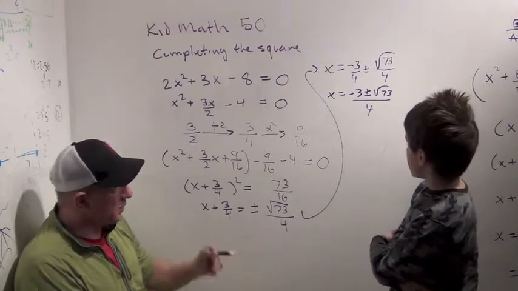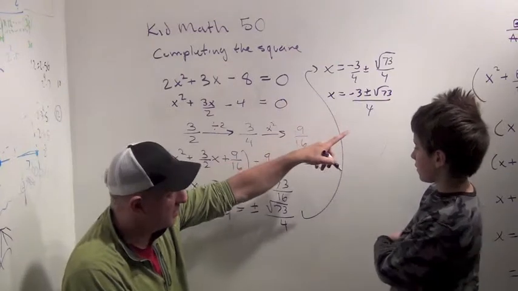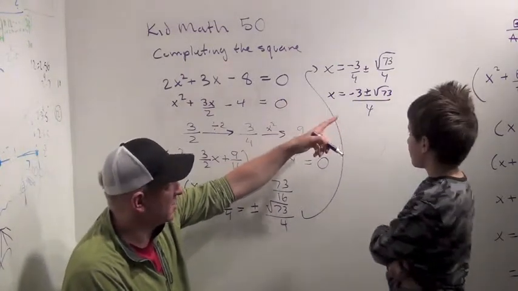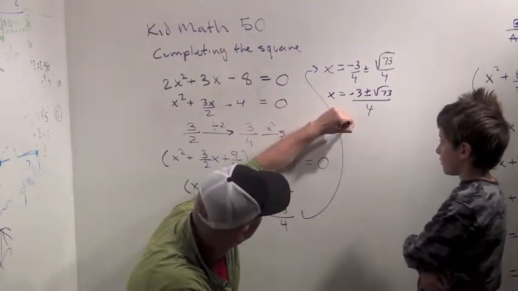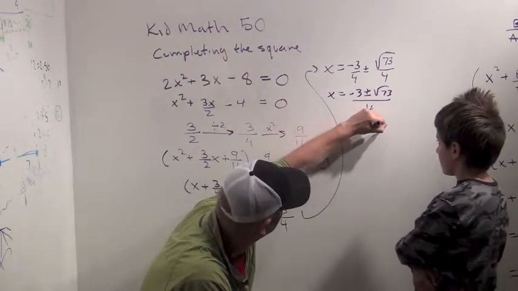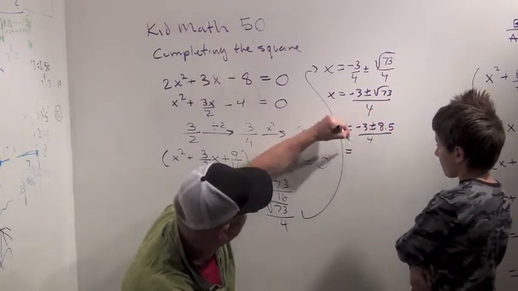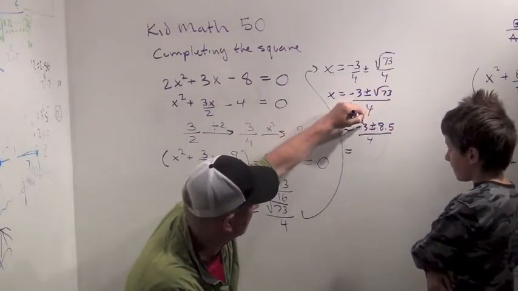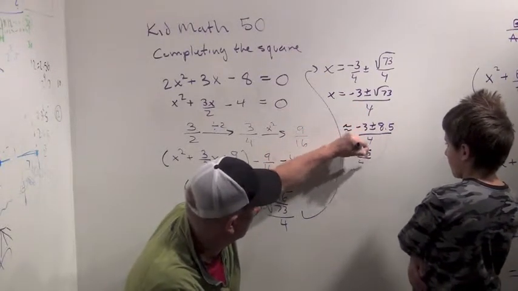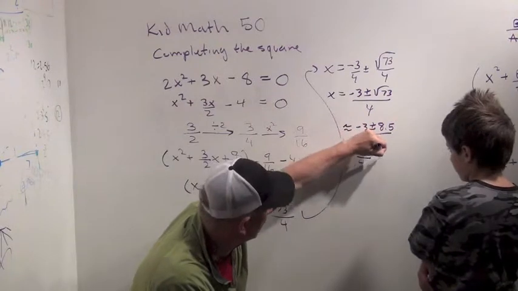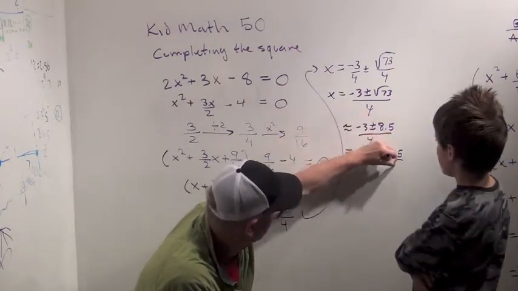And in fact, it almost feels like it's right in between them, right? It's between 64 and 81. So let's just say it's 8.5. It's about 8.5. So this is about negative 3 plus or minus 8.5 all over 4, which is about negative 3 plus 8.5 is 5.5 over 4. And negative 3 minus 8.5 is minus 11.5 all over 4.